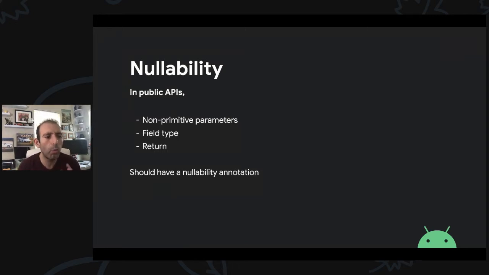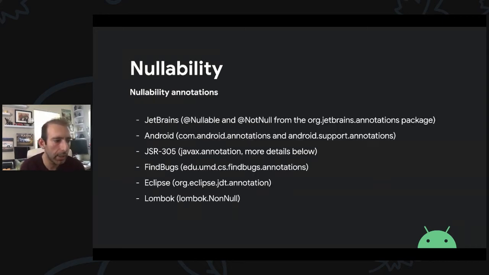Let's take a look at what we can do to make your API more friendly from Kotlin, so people don't need to add question marks for fields. To do that, what you need to do is something really basic. You need to annotate all non-primitive parameters, field types, and returns with nullability annotations. Let's see what nullability annotations are.